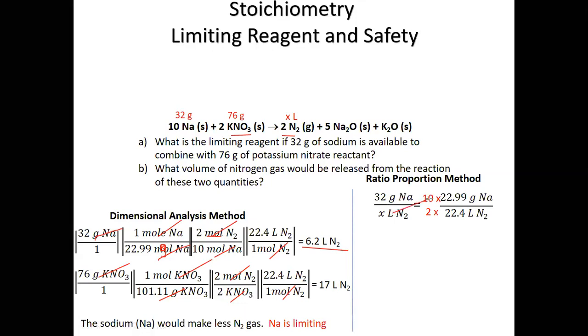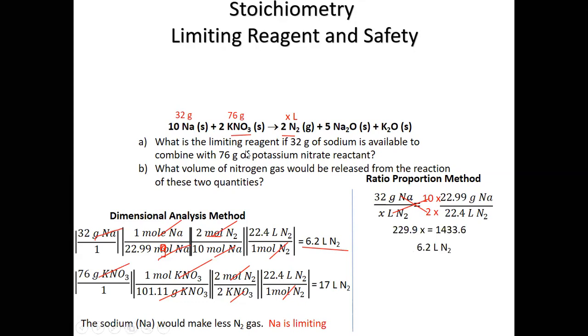Next, we cross multiply: X times 10 times 22.4 equals 32 times 2 times 22.4. Once we do that, it turns into an equation. We can divide each side by 224. Lo and behold, we get the same value we did with dimensional analysis. 32 grams of sodium produces 6.2 liters of nitrogen.